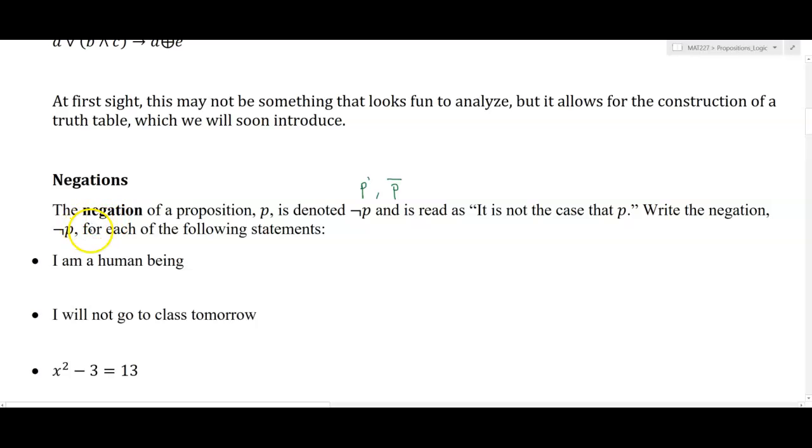So for each of these, write the statement that represents the negation for each of the following. I am a human being. Well, what is the negation? To say it is not the case that I am a human being? Well, we don't want to just say it like that because "it is not the case that I am a human being" just sounds funny. It makes more intuitive sense to say I am not a human being.